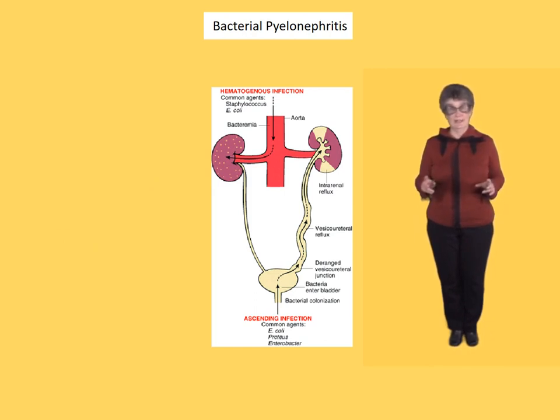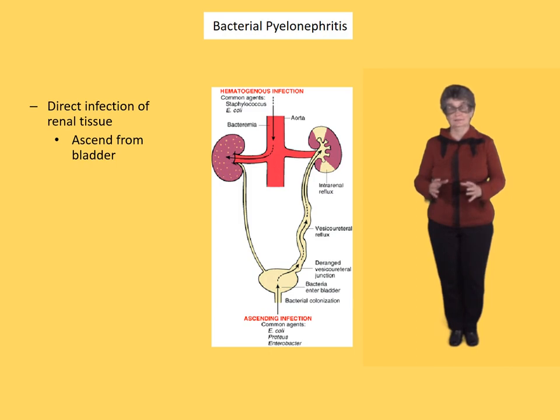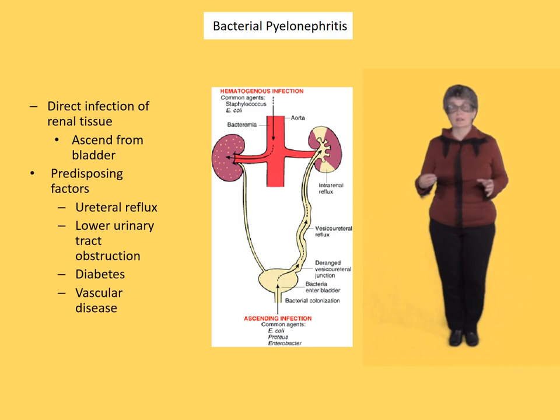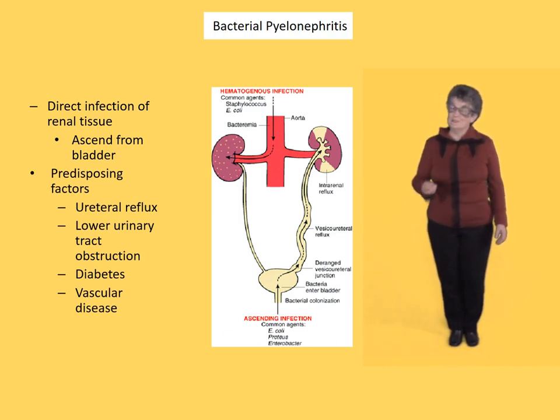Pyelonephritis is an infection of the kidney. The most common way to get pyelonephritis is through an ascending infection from the bladder. A urinary tract infection spreads up the ureter to infect the kidney. It gives a characteristic segmental pyelonephritis, as indicated on the right. Predisposing factors to this kind of infection are reflux up the ureters, lower urinary tract obstruction, perhaps by stones, diabetes, which compromises the immune system, and vascular disease.